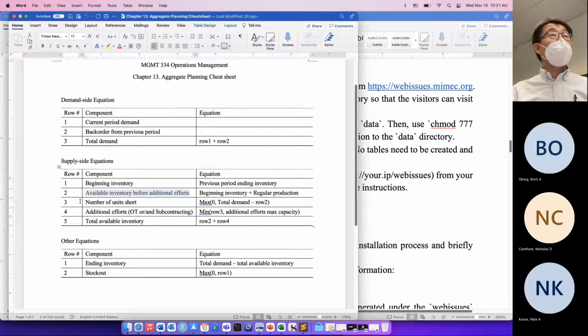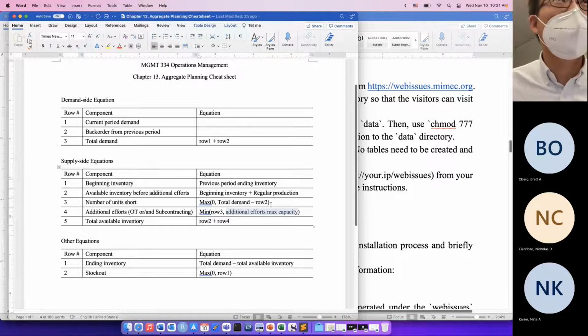And I'm going to jump to 4. 4 is additional efforts. What's the additional efforts quantity? So how do you decide that? That's the minimum between unit short and the maximum capacity of your additional efforts. What does that mean?